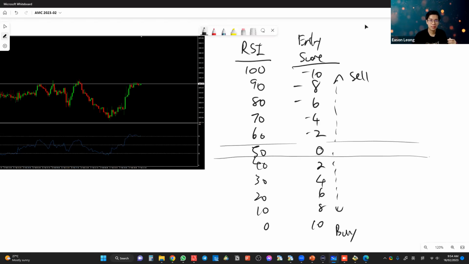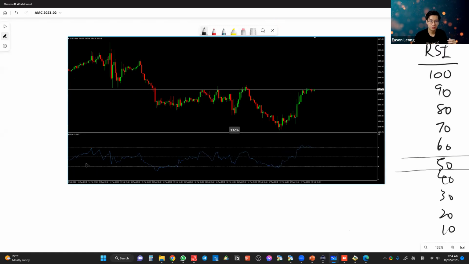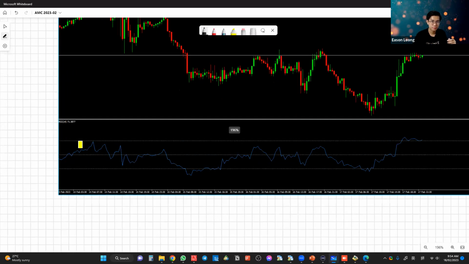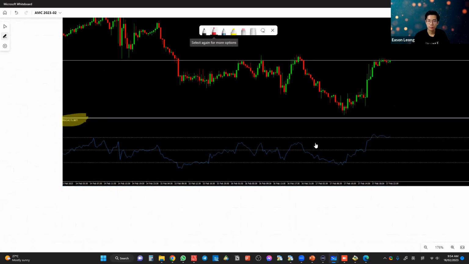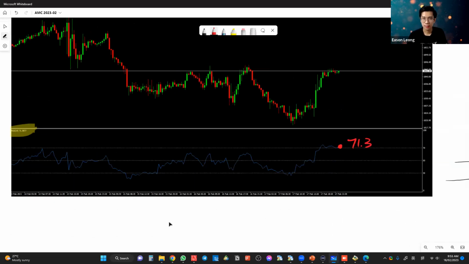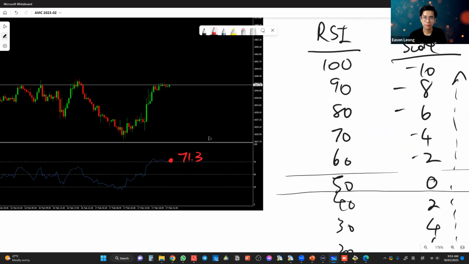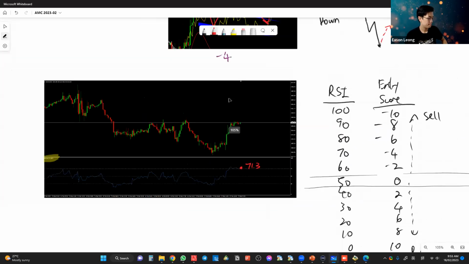Now, based on the RSI value here, which you can retrieve reference to here, the current RSI value is 71.38. Based on this RSI value, what is the number that you are going to give for the RSI over here?